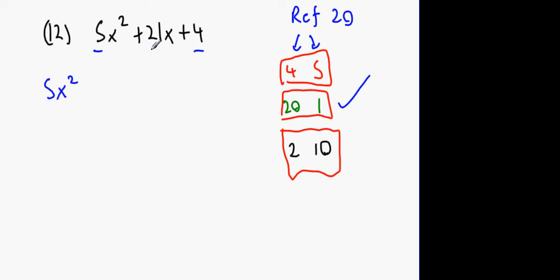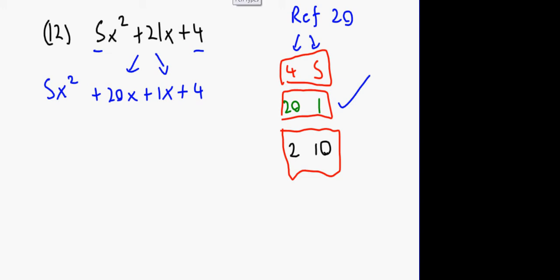Then you break up the 21x into plus 20 plus 1x. If you did it the other way around, you'll still get the right answer, so don't worry about that. Doesn't have to be factors of 20. The factors of 20 have to add up to give you 21.